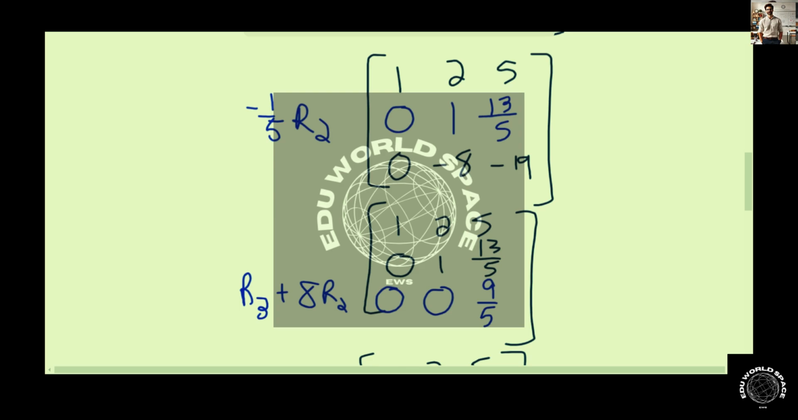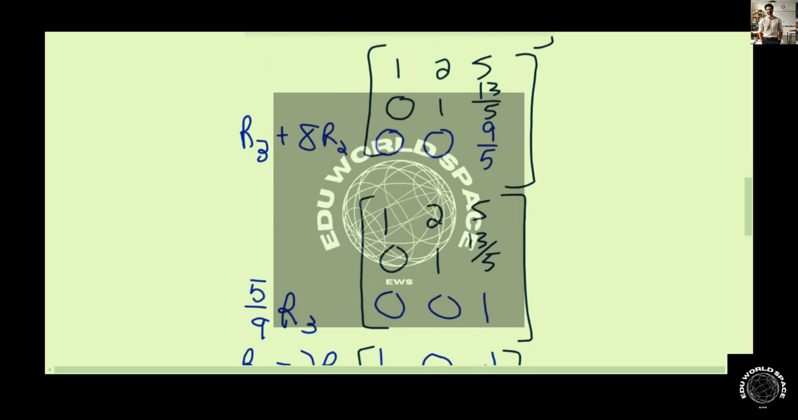Okay, now we want 0s above and below that. Starting with below, we can take row 3 and add 8 times row 2 to it. That'll create a 0 here. We'll get 0, 0, and then negative 19 plus 8 times 13/5 is 9/5. Pause if you need to. And then we can get a 1 in row 3 by taking 5/9 of the row. That just turns it to 0, 0, 1.